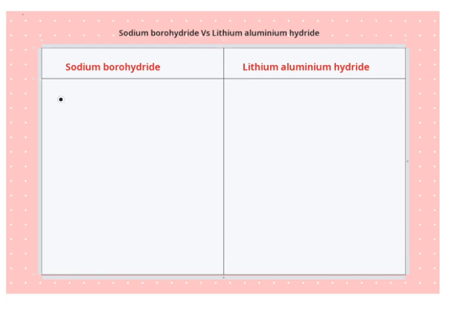Now, what is sodium borohydride? It is a mild reducing reagent with the molecular formula NaBH₄. What is lithium aluminium hydride? It is a strong reducing reagent with the molecular formula LiAlH₄.